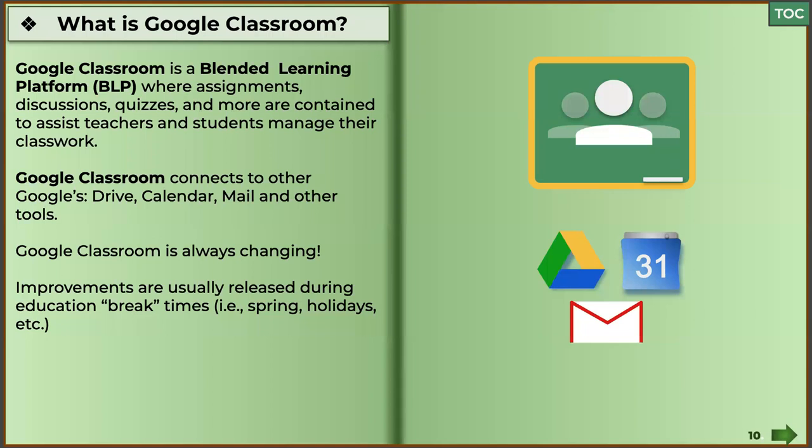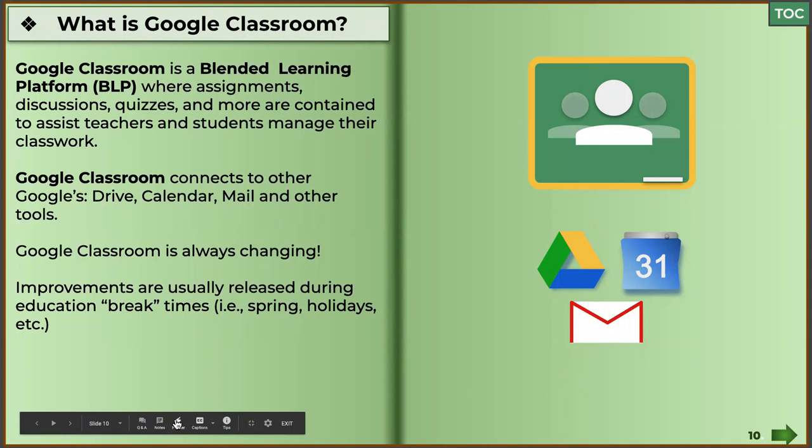Here we go. What is Google Classroom? It's a blended learning platform. It's also turning into more of an LMS. LMS is Learning Management System. BLP is a blended learning platform. Why does Google call itself a blended learning platform? Because Google Classroom is blending with everything Google. So I'm going to use this pointer right here. You see that? All of this is connected to this. Google Classroom is actually built on the back of Drive, and it includes calendars, and it includes Gmail, and all of the other Google tools.